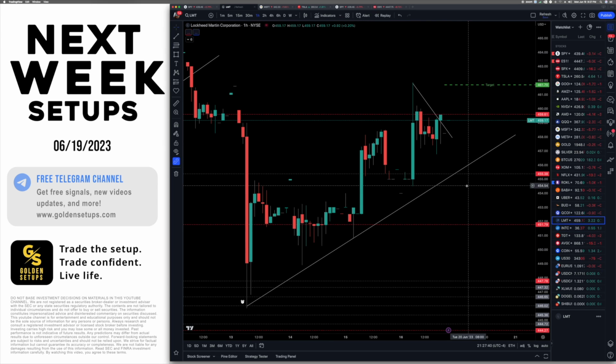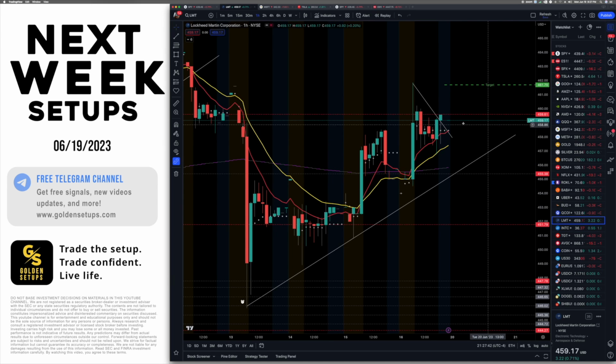All right, let's look at Lockheed Martin. Definitely right now looking strong, above the 9, above the 20, above the VWAP. We just broke above this trend line. Looks like we're trying to move up. First stop is most likely going to be 459.58, should we continue to be strong. And then after that, we're looking at, what is this, 461.70.